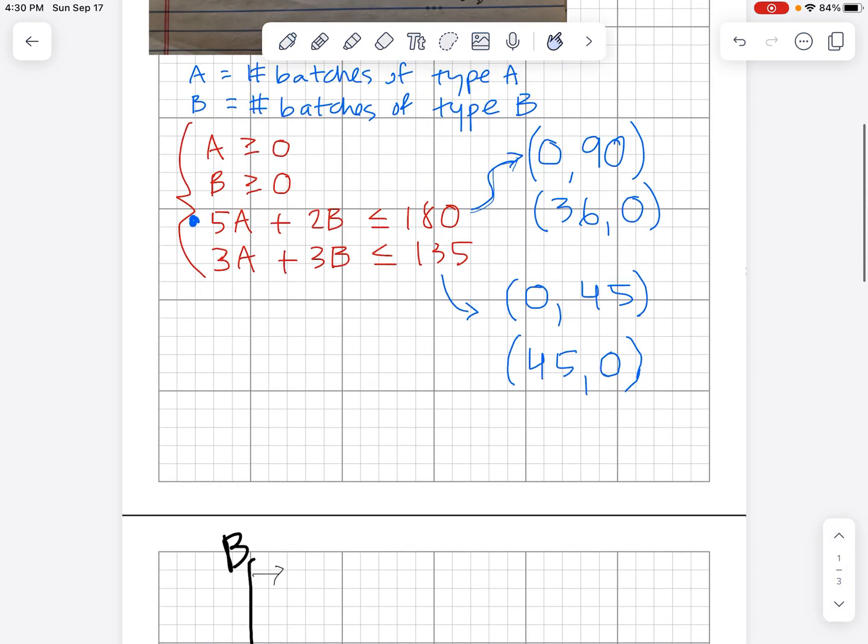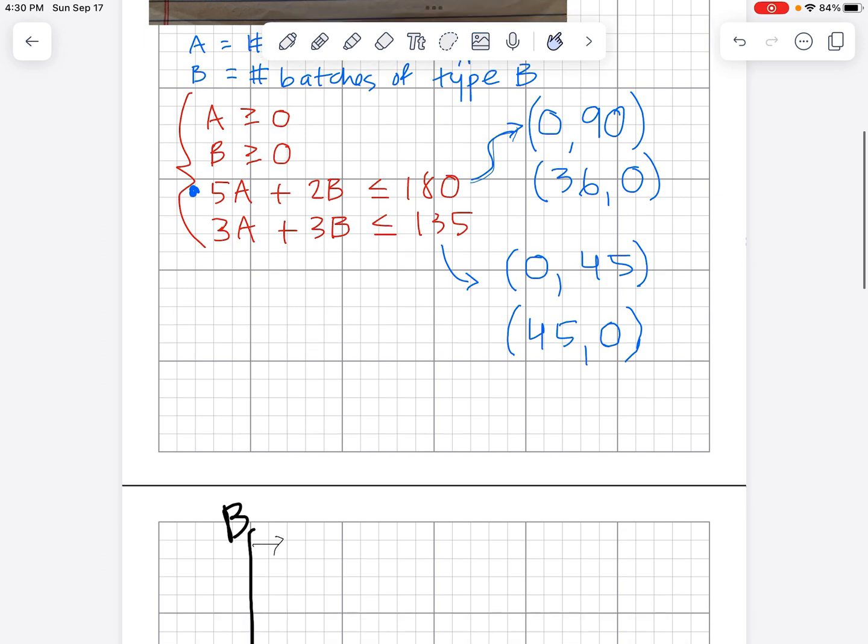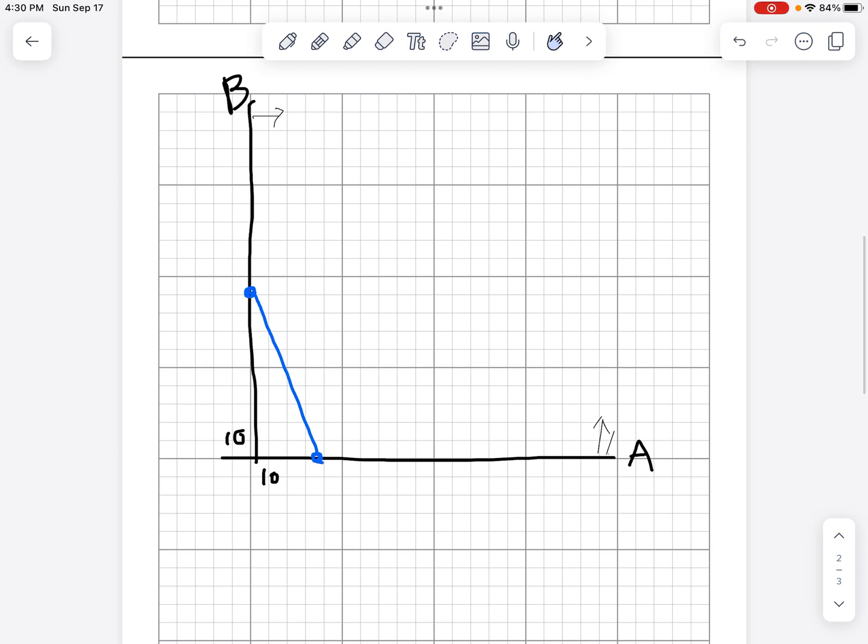And so I'm going to look. Okay, I want to test the origin. I want to see if the origin makes this inequality true, this first one, the blue one. And so if I replace the A and the B with 0, I'm testing to see if 0, 0 makes it true. And since 0 is less than or equal to 180, that means that the origin is part of the shaded region. So to remind myself where to shade, I'm going to give myself one of those little arrows to remind myself that for the blue one, I'll be shading toward the origin. And forgive me for how sloppy this is.